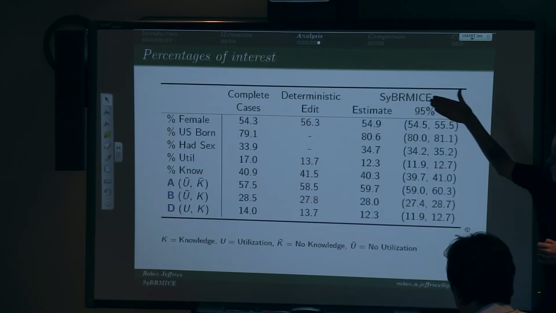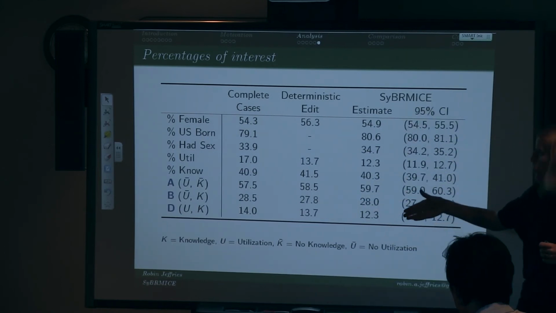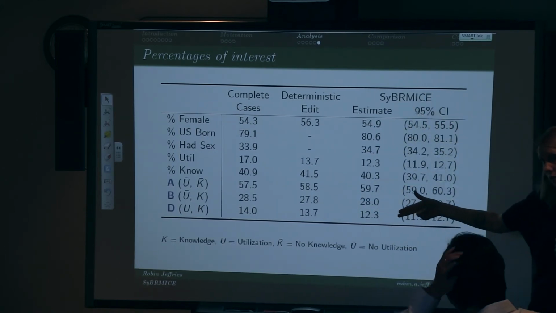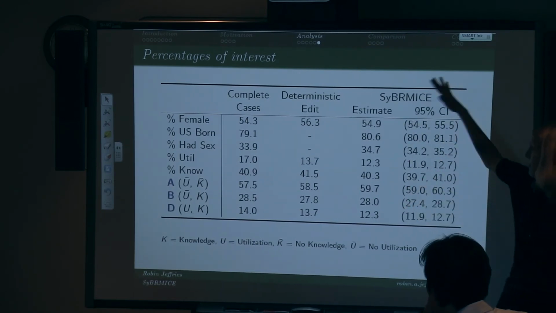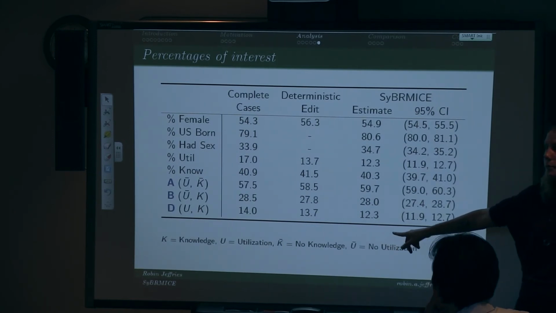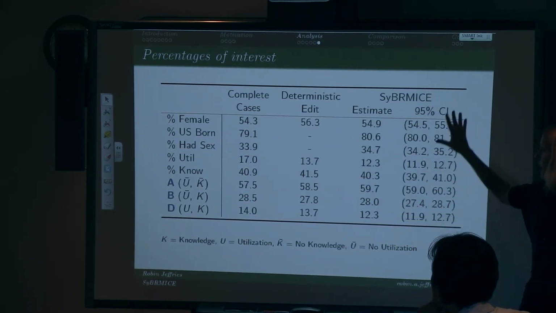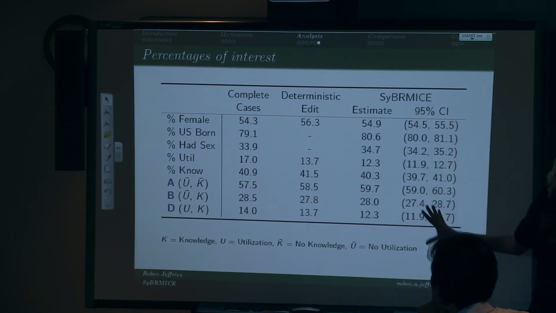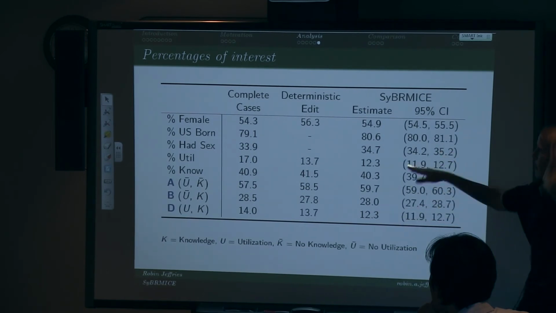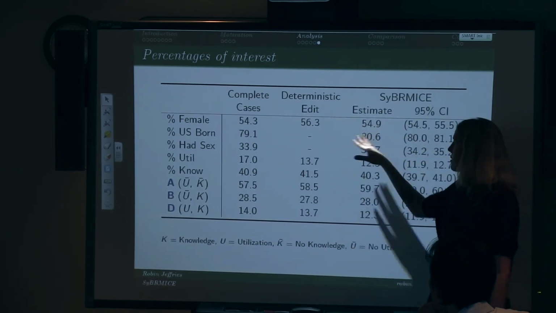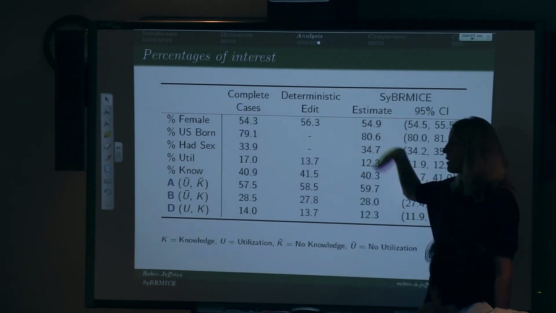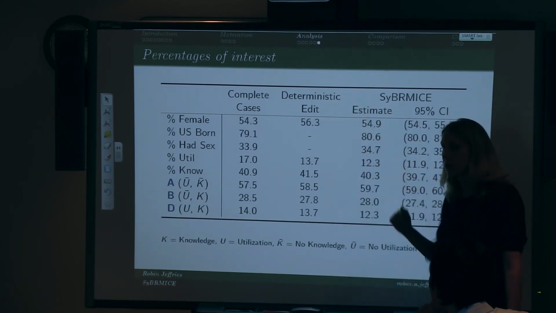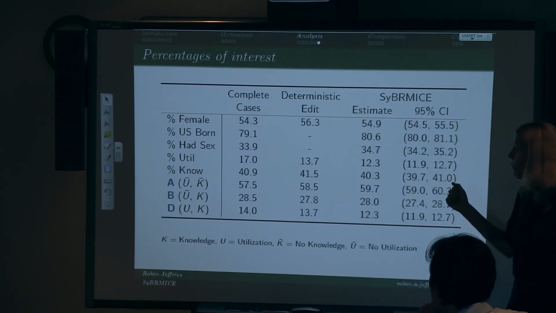So we've got the first column for the complete case proportions, then the proportion under the deterministic editing where that's available, and then the proportion under the cyber mice after the algorithm, with its associated confidence interval, because we did a random imputation and editing process. We can see that a lot of them remain relatively similar. The deterministic editing definitely made a higher proportion of females compared to the complete case or the cyber mice.